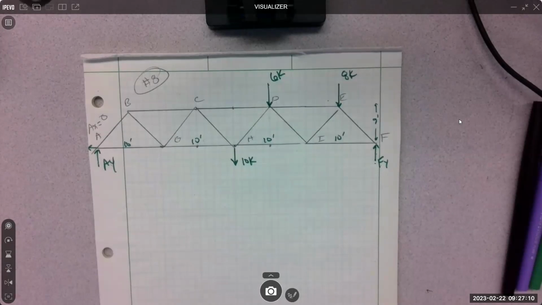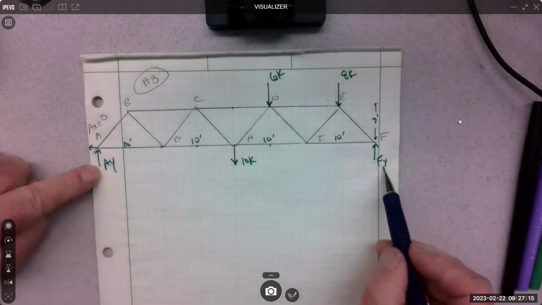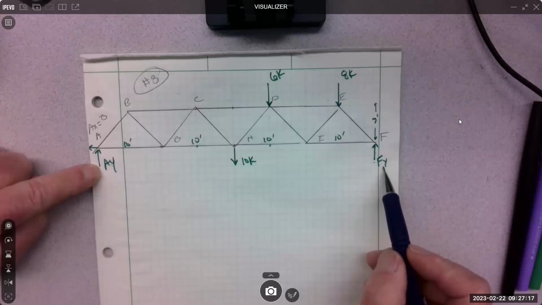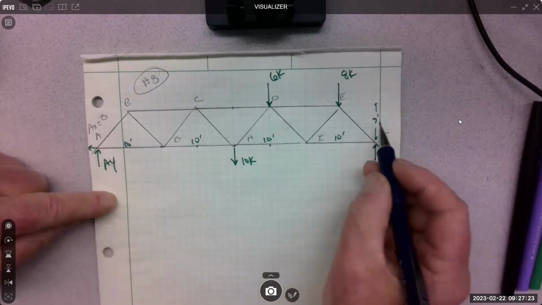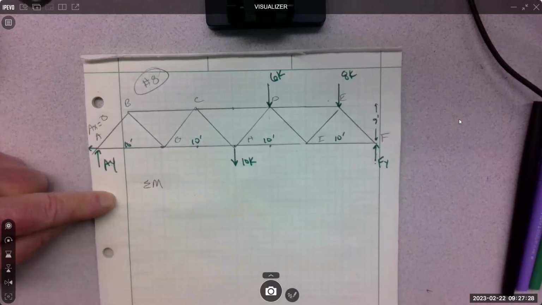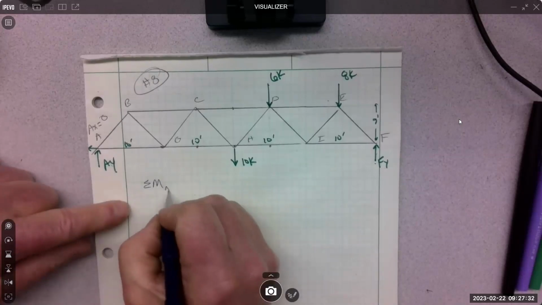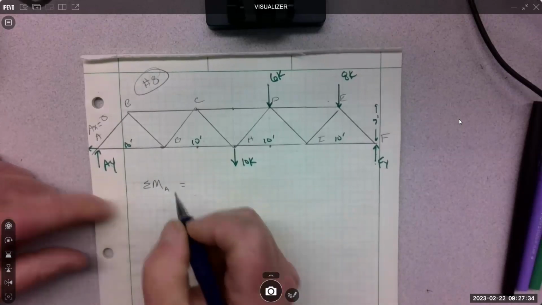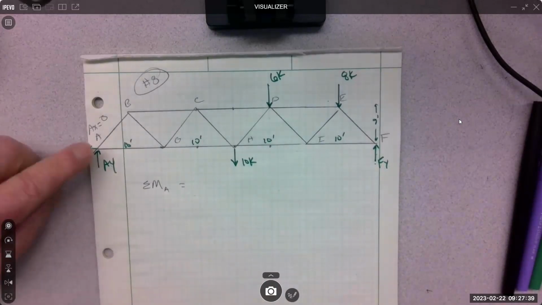So this is back to like chapter 4. How do I get AY and FY? A moment. The distance top to bottom is 9. Where do you want to do the moment at? Anybody? A. Why not? We're a very left to right society. What are all the moments about point A?